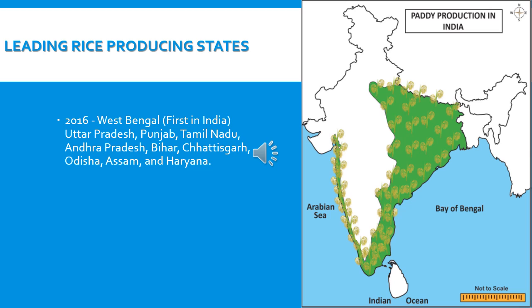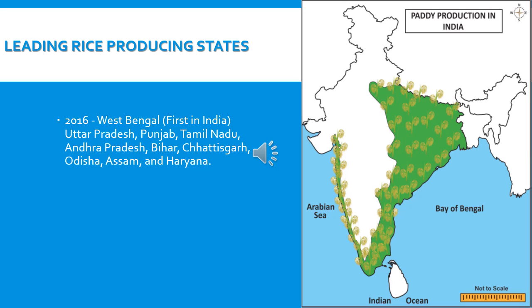West Bengal is the first rice producing state in India. Why is West Bengal the leading rice producing state? Because of the presence of alluvial soil. The Gangetic delta is located in West Bengal. Because of such a delta, West Bengal leads in rice production. If you see the physical map of India, the Ganga River drains into the Bay of Bengal in Bangladesh, and it also has its tributaries in West Bengal. That's why West Bengal is the leading state.